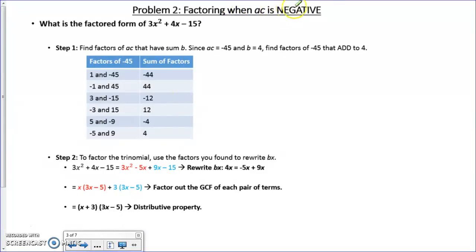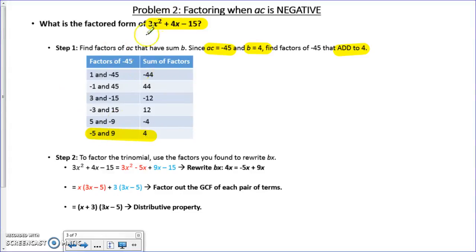Factoring when a times c is negative. What is the factored form of 3x squared plus 4x minus 15? First thing you want to do is multiply a times c. So 3 times negative 15 is negative 45, and b is positive 4. So we're looking for factors of negative 45 that add to 4. So remember, we're looking at the positive and the negative factors, and they have to add to positive 4. And those two numbers are negative 5 and 9.